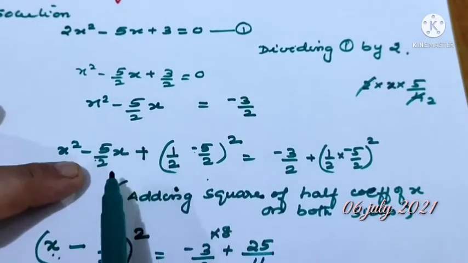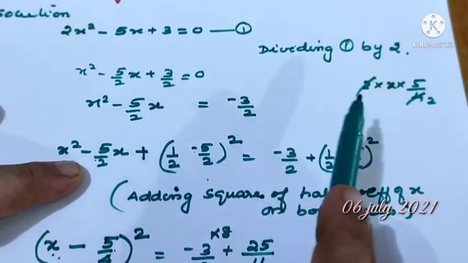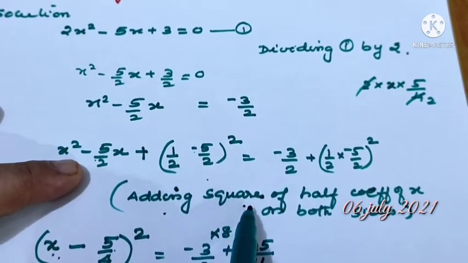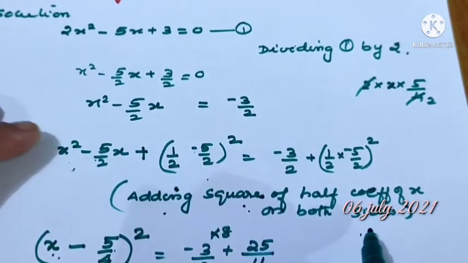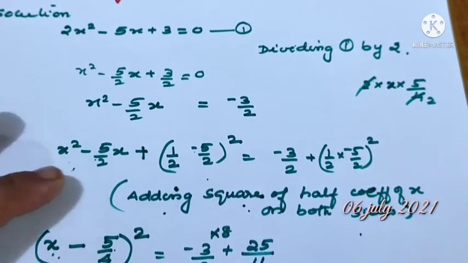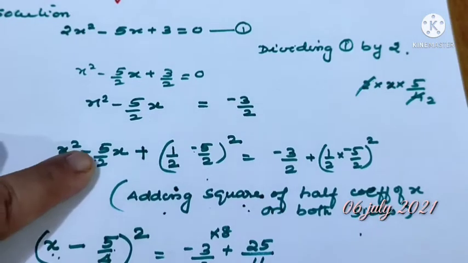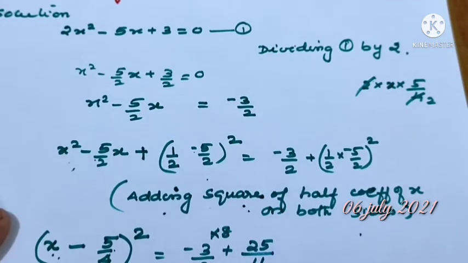After that what we should do? We are taking the constant term to the right side and adding the square of half of the coefficient of x on both the sides. Now we are making this term a minus b whole square or a plus b whole square depending upon the middle term sign, and simplify the right side.